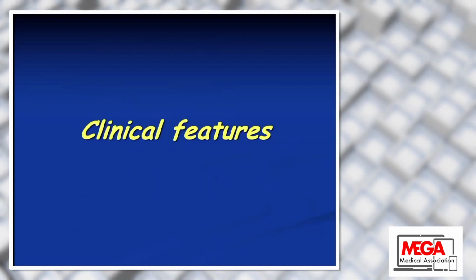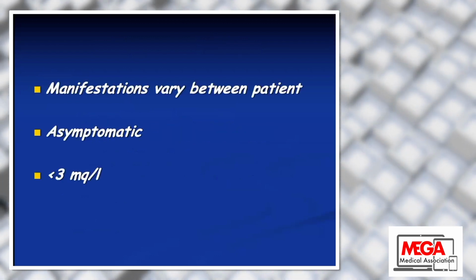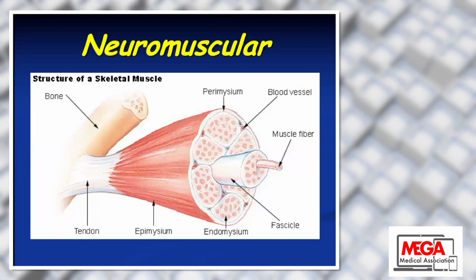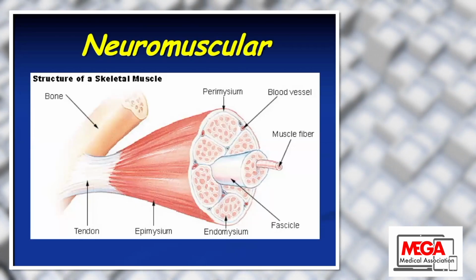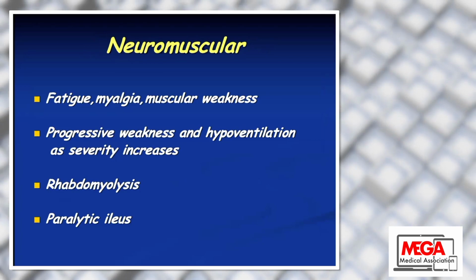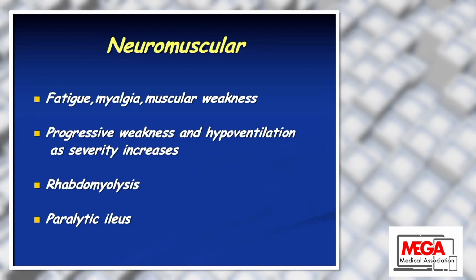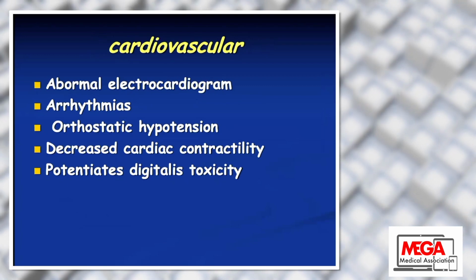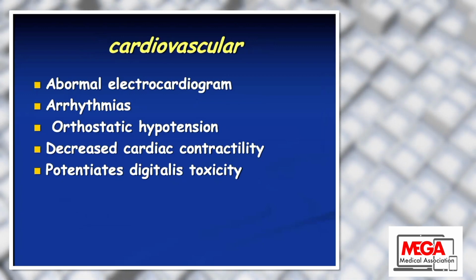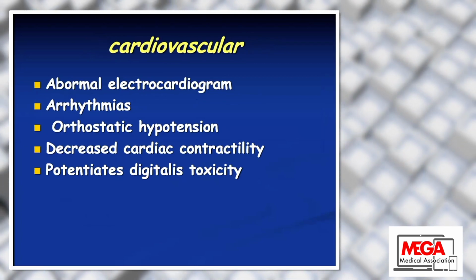The clinical features of hypokalemia. The manifestations may vary between patients, either asymptomatic or symptoms appear usually below 3 milliequivalent per liter. The manifestations will be neuromuscular and cardiovascular. The neuromuscular manifestations are in the form of fatigue, myalgia, or muscle weakness. This may progress, if severe, to hypoventilation, also rhabdomyolysis and paralytic ileus. The cardiovascular changes are ECG changes, abnormal electrocardiogram, arrhythmias of any type may occur, orthostatic hypotension, decreased myocardial contractility, and expected potentiation of digitalis toxicity.